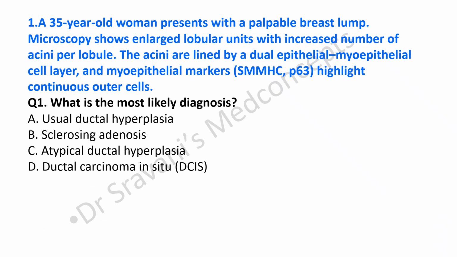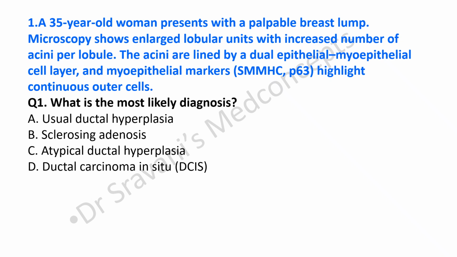So what is the most likely diagnosis? Is it usual ductal hyperplasia? No, because in usual ductal hyperplasia, what happens? The acini per lobule will not be increased, and the acini will be lined by multiple epithelial and myoepithelial cells, giving a heterogeneous cell population and a mosaic pattern of IHC. In sclerosing adenosis, it is characterized by increased acini per lobule, and the acini are lined by dual epithelial myoepithelial cell layers, and myoepithelial markers highlight the continuous outer cells. Okay, so the answer is sclerosing adenosis.